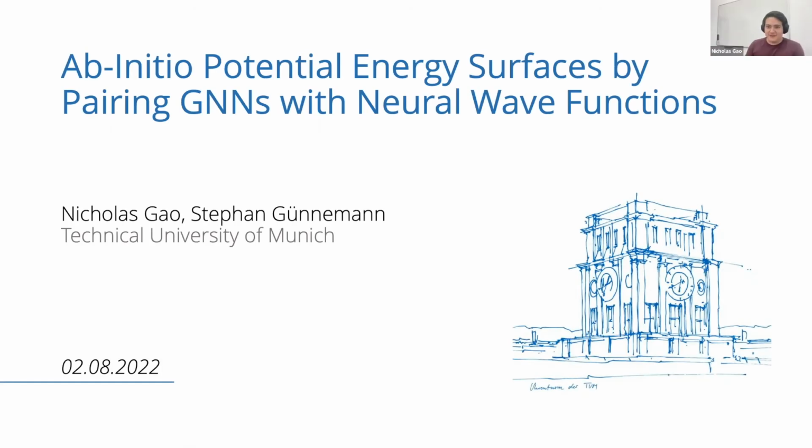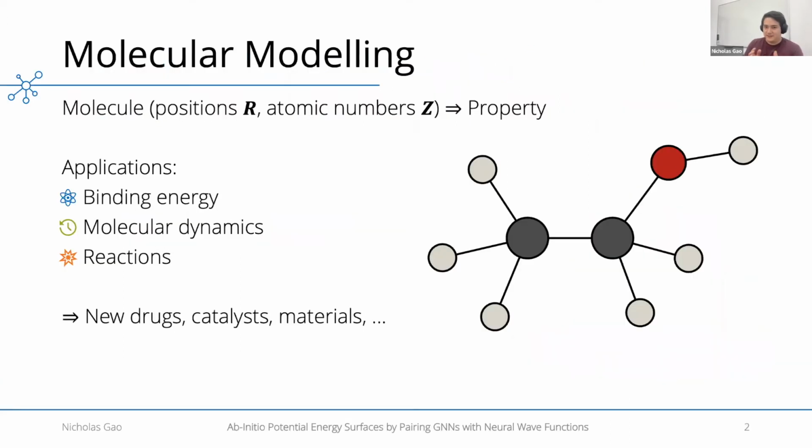Okay, then I would like to thank Dominique and Hannes very much for inviting me to give my brief presentation of our ICLR paper of 2022, Ab-Initio Potential Energy Surfaces by Pairing GNNs with Neural Wave Functions. So let's get to the basics, what we're trying to solve here actually.